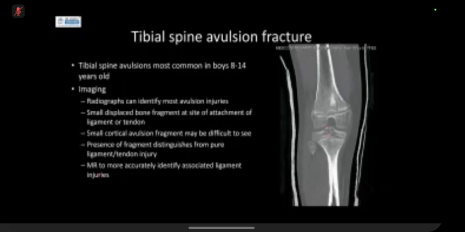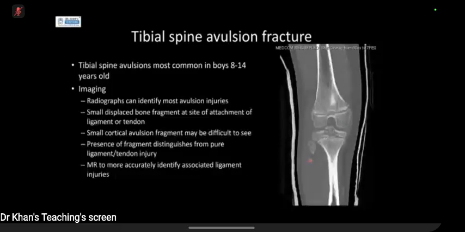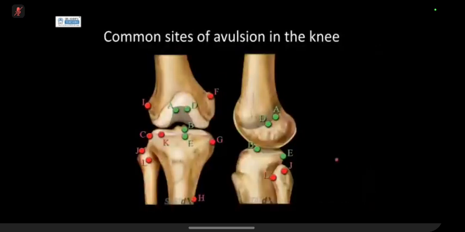You don't have to avulse the insertion only. You can also sometimes avulse from the tibial tuberosity and then extend through the physis as well. So there are many different types of avulsion fractures. Here is a pictorial representation of common sites. There is some overlap with adults as well.